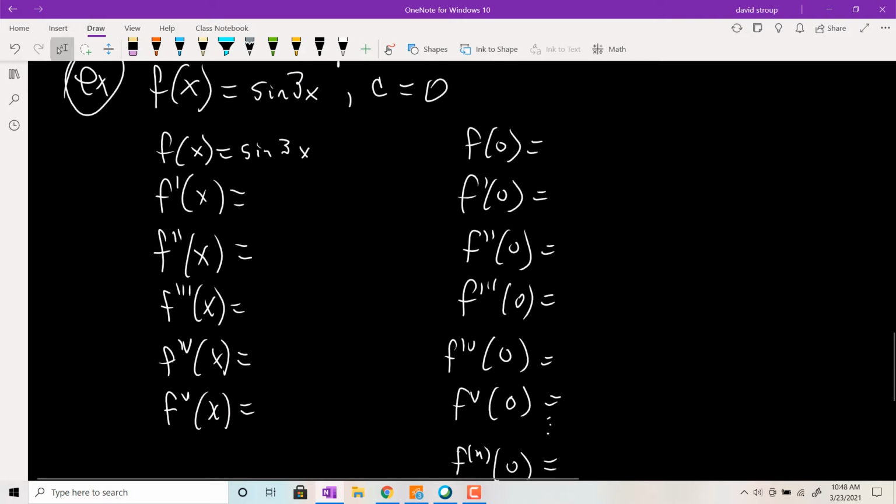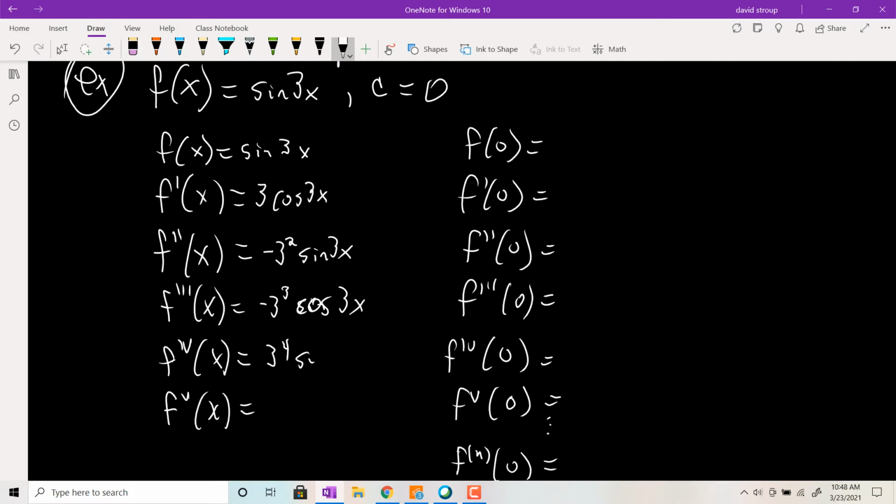All right, so derivative of sine is cosine 3x, and then with the chain rule, you have to multiply by 3. Derivative of cosine is negative sine 3x, and then multiply by 3 again. So for negative sine 3x, the derivative of that is negative 3 cubed cosine 3x. Derivative again, it will become positive 3 to the 4th sine of 3x, which is back where we started, and then you get 3 to the 5th cosine of 3x.